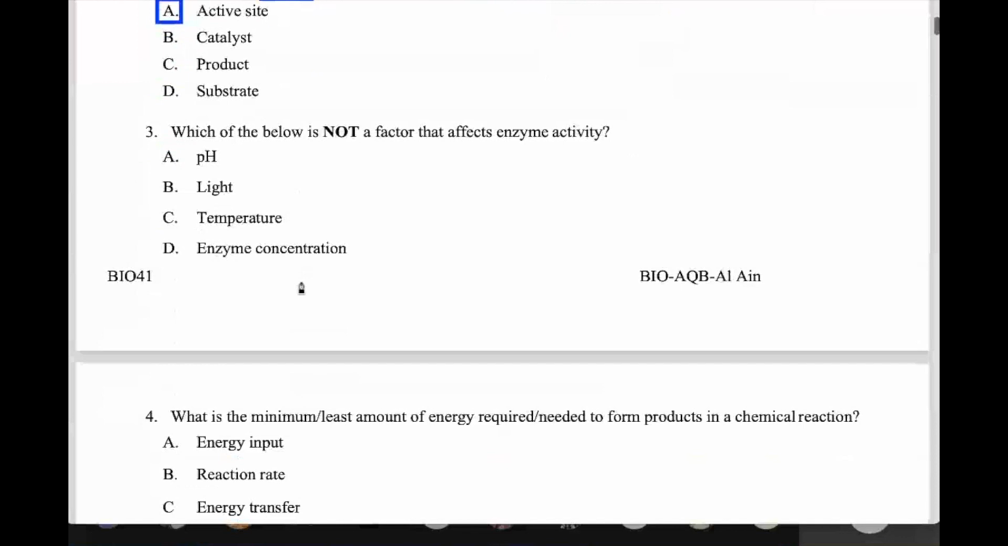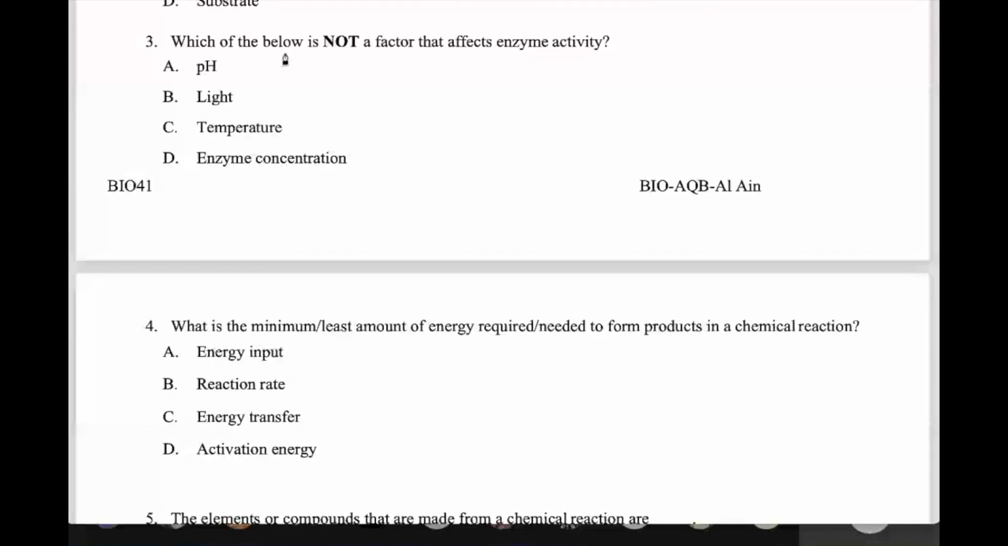Third question, boys. Which of the below is not? Remember, boys, whenever you are working on a multiple choice, please follow the directions.